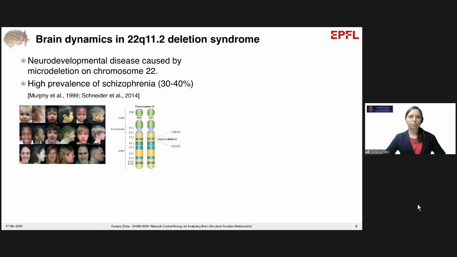So the clinical population that we're looking at here is 22q11 deletion syndrome. It's a neurodevelopmental disease that's caused by a microdeletion on chromosome 22, and which comes with a very high prevalence of schizophrenia. And this makes it a model to study developmental alterations related to psychosis and also before the onset.